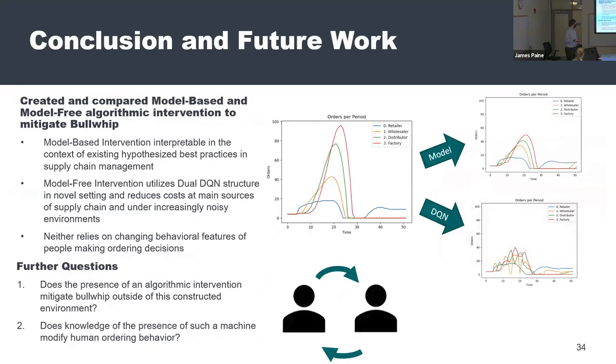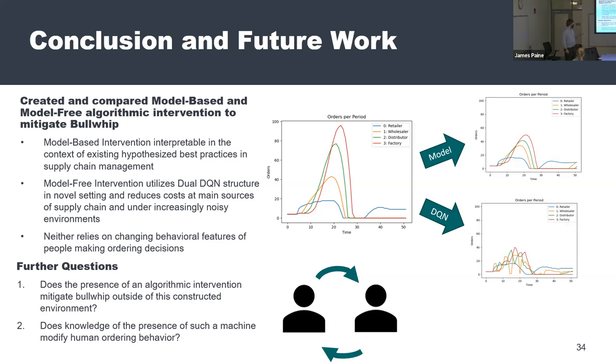So this is kind of the conclusion here. This is my highlight: creating and comparing model-based and model-free algorithmic interventions to mitigate bullwhip. The model-based intervention is directly interpretable in the context of existing best practices, again the idea of trust your supply chain, be slow to incorporate noise from outside your supply chain. Remember your signal, your order signals.